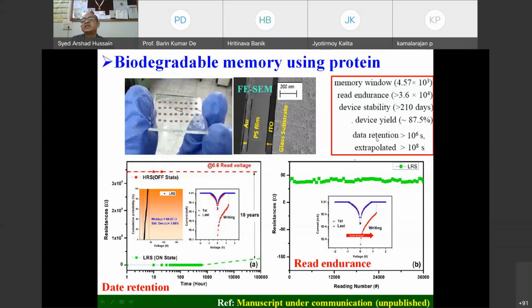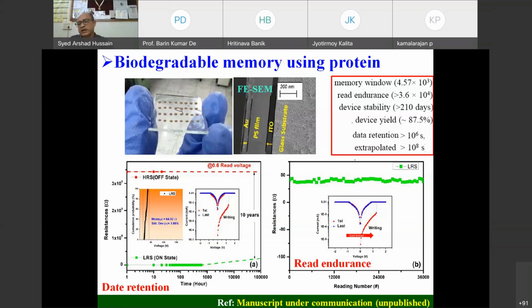And data retention: experimentally, data can be retained for greater than 10 to the power 6 seconds, and extrapolation shows that this kind of memory can have a lifetime of more than 10 years. So as a whole, this is a very promising material organized using the LB technique for future biodegradable memory.